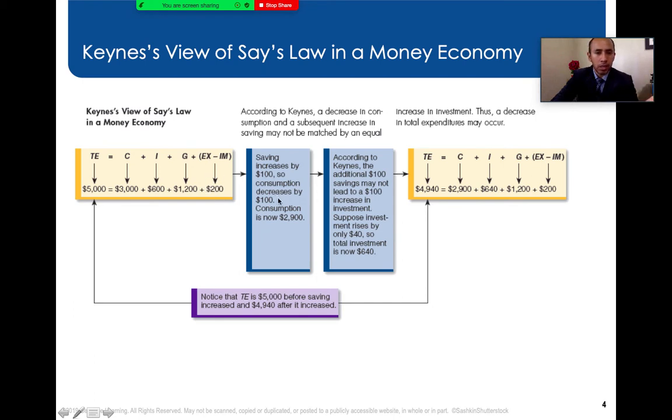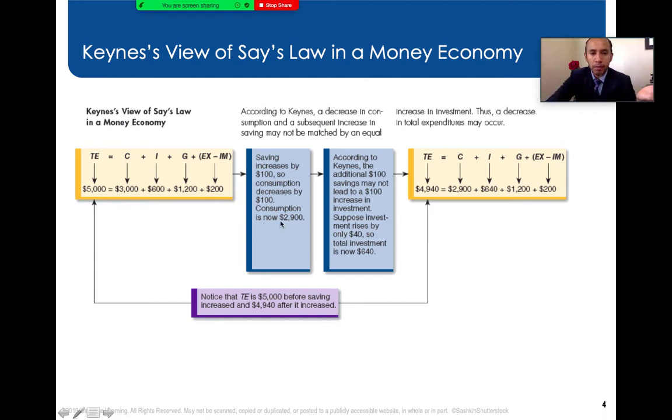So saving increases here by 100, so consumption should decrease by 100. If you save 100, you're not consuming 100, right? The rationale, according to Keynes, is that the additional $100 in savings may not always lead to an additional $100 in investment, because there could be other factors that savings could be used for. So suppose here that investment, instead of going up by 100, actually goes up only by $40. So there will be a mismatch between the Keynesian view, which is that savings do not always lead to an increase in investment, and the classical view, which specified that yes, you will increase investment by the same level of savings.